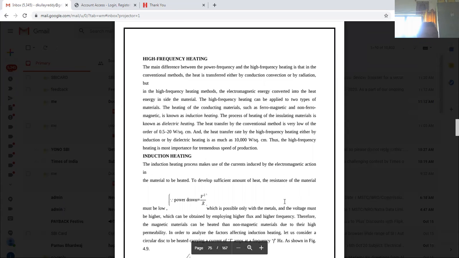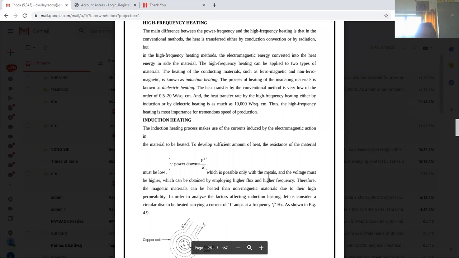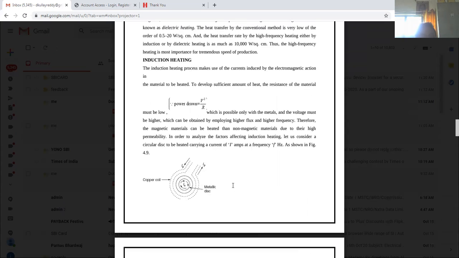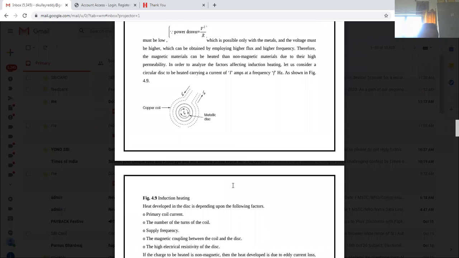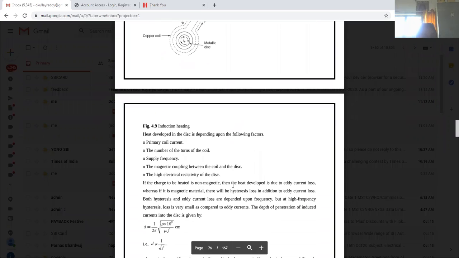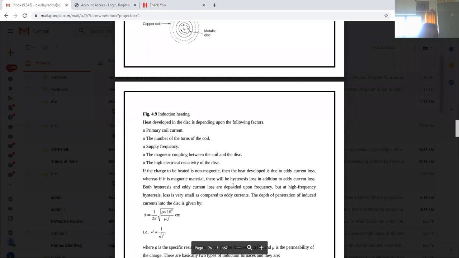In high frequency induction heating, the power drawn is V squared by R, where R is the resistance of the material. For the copper coil, when you give supply to the coil, the coil is heated and creates flux surrounding the coil. This flux creates an electromagnetic field, and the heat is transferred to some other material. The materials we mainly use here are copper and aluminum.